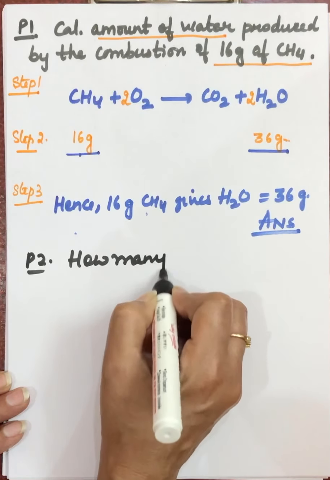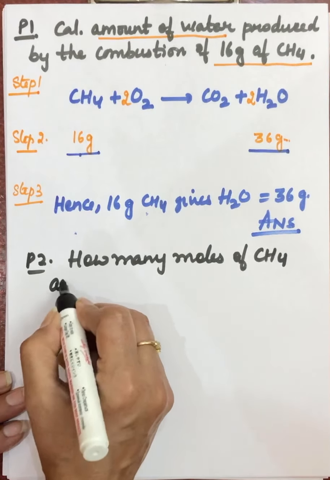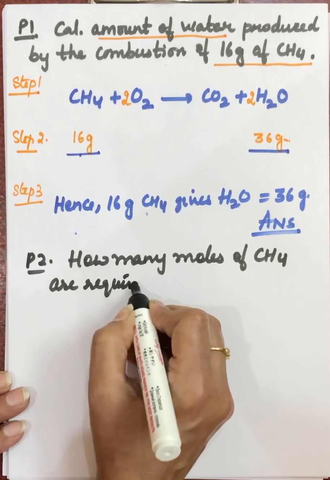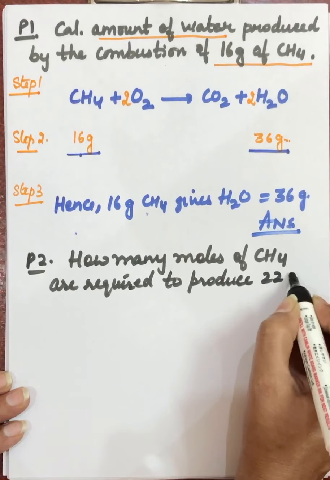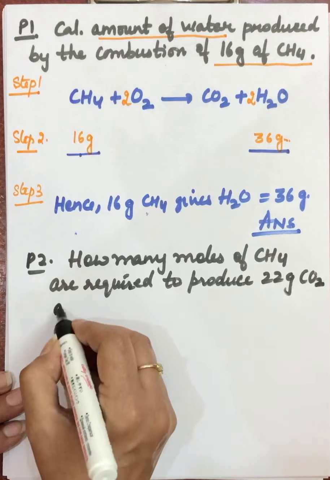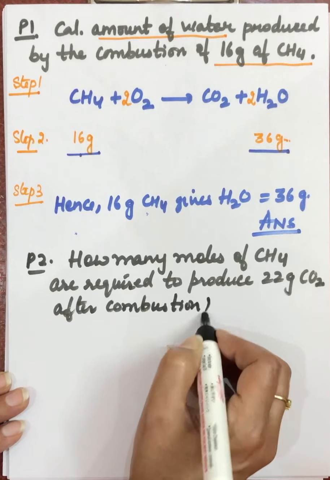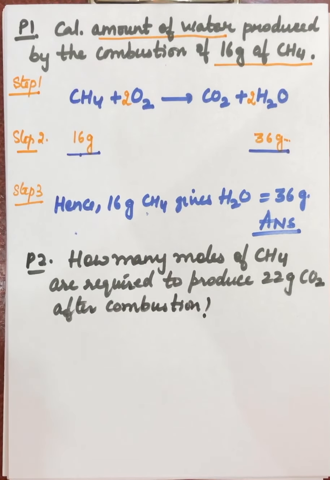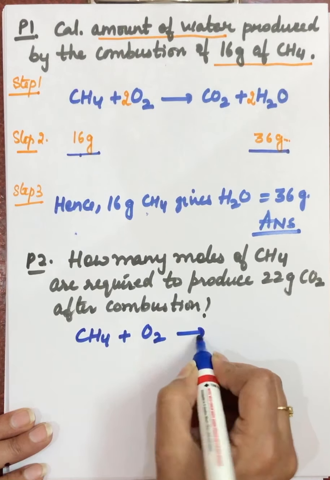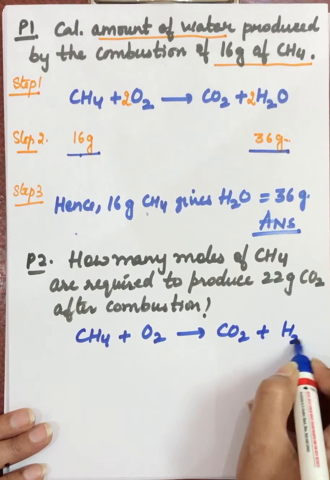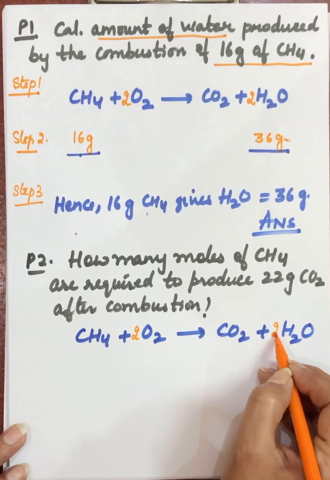How many moles of methane are required to produce 22 grams CO2 after combustion. That means our reaction is the same one that we used in the first problem. We are burning methane here. So it reacts with oxygen, and on combustion it gives carbon dioxide and water. Write the balanced equation. So this is 2 oxygen and here we have 2 water.